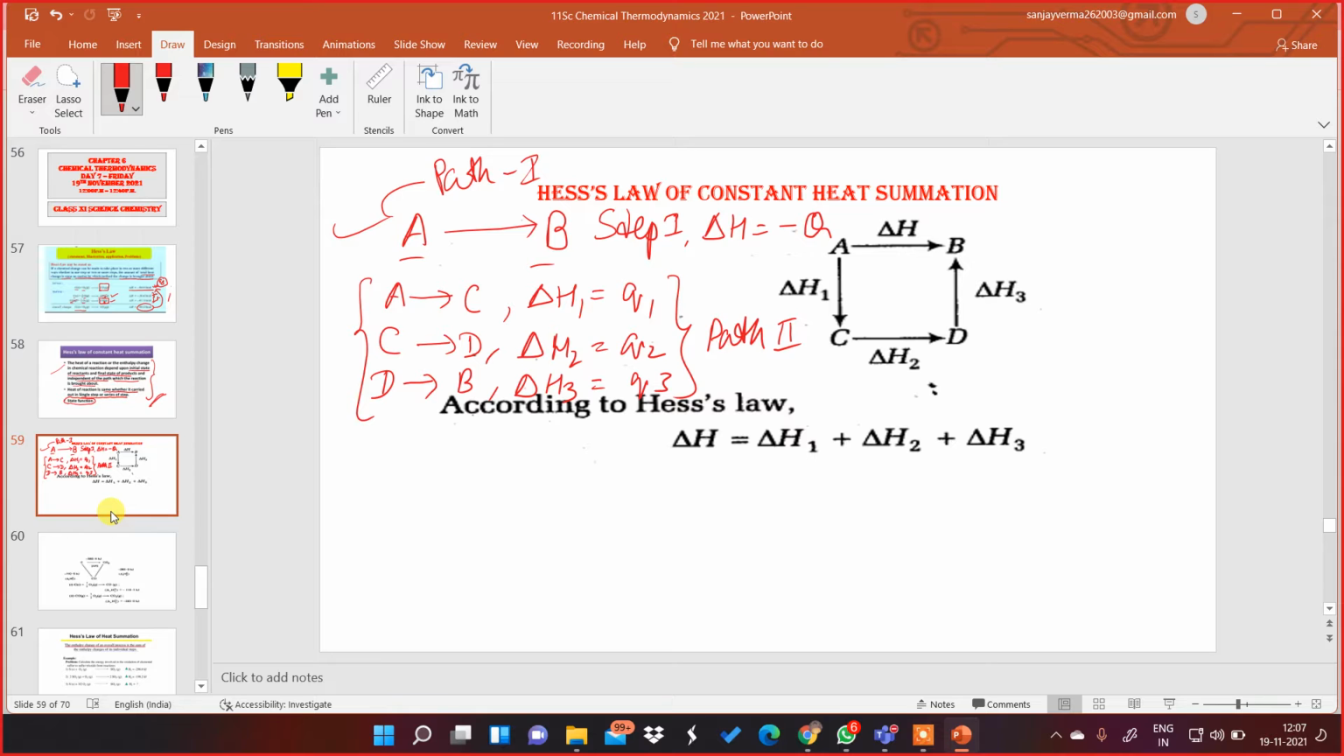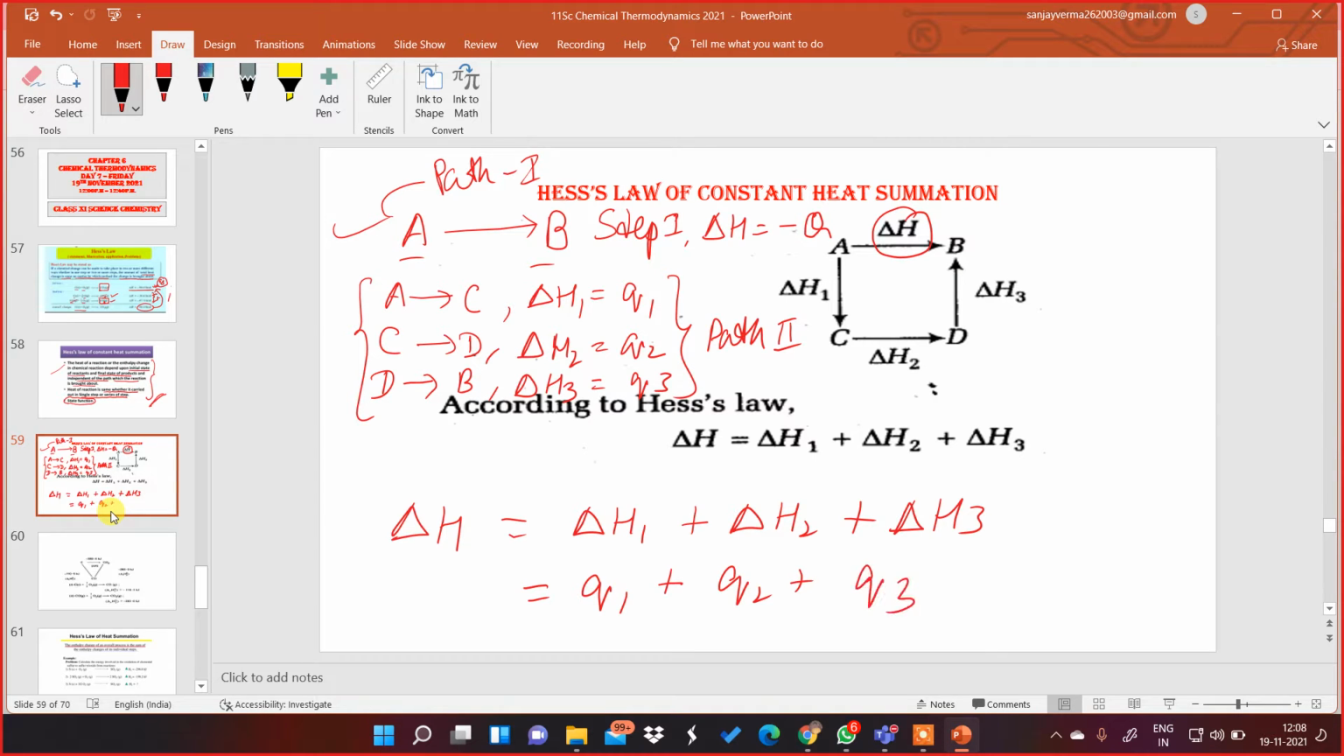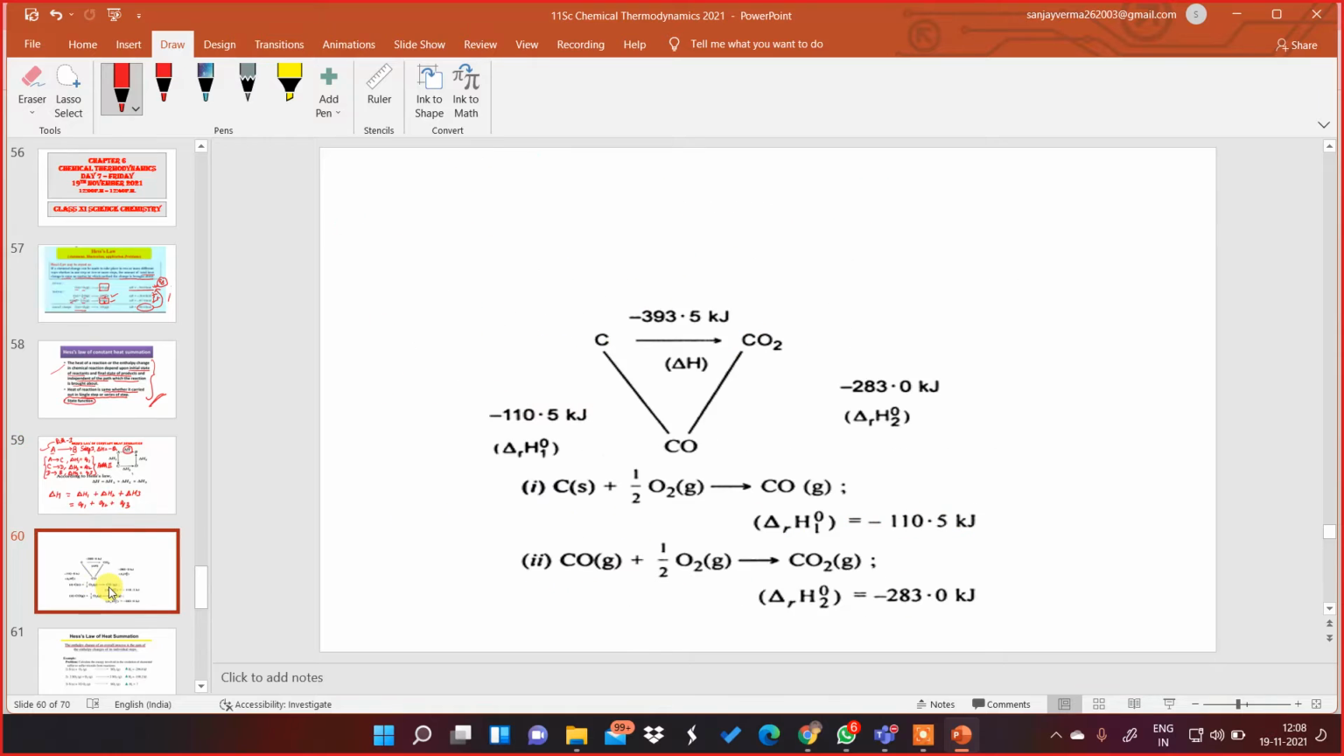Okay, so according to Hess's law, this delta H is equal to delta H1 plus delta H2 plus delta H3. So we have assumed over here delta H1 is Q1, delta H2 is Q2, and delta H3 is Q3. So I hope you have understood the meaning of Hess's law of constant heat summation for a chemical change or a chemical reaction. Okay. Now, moving to one example on the next slide. Okay, have a look on the screen.